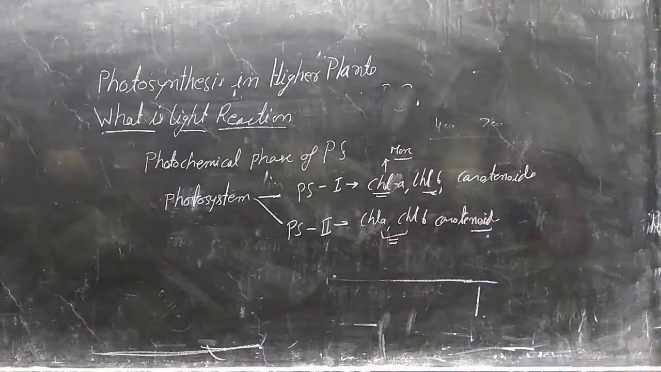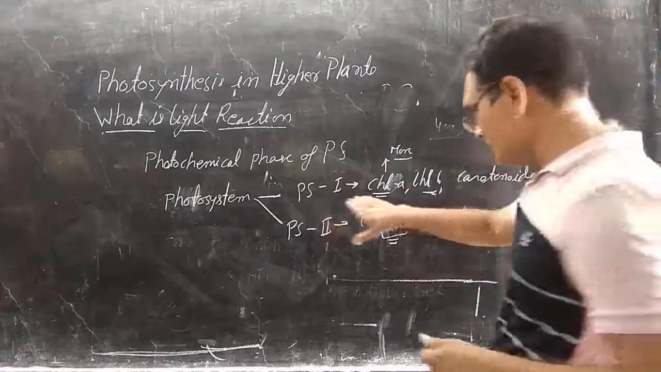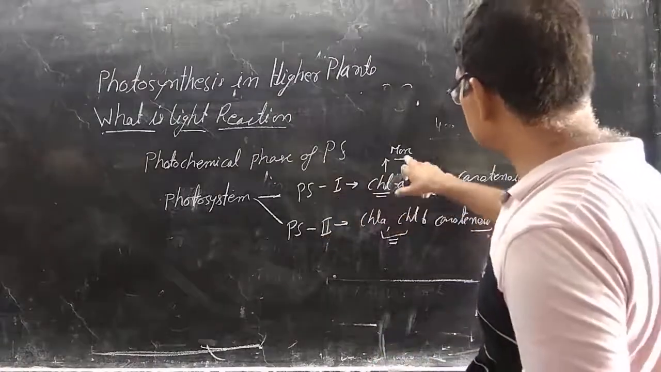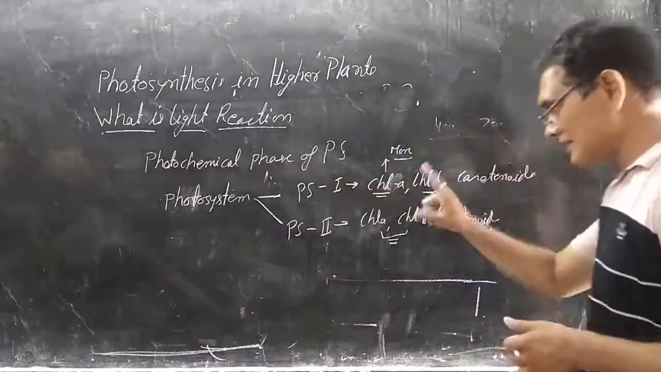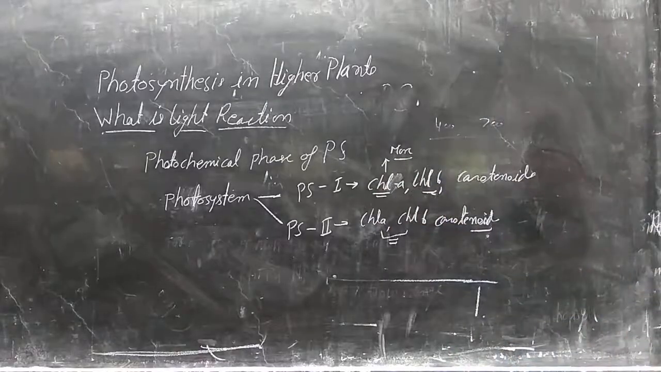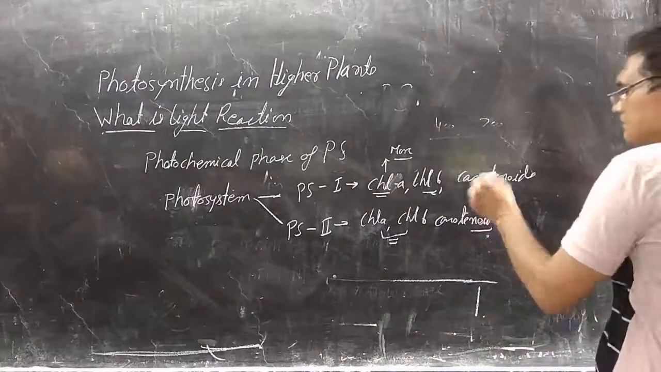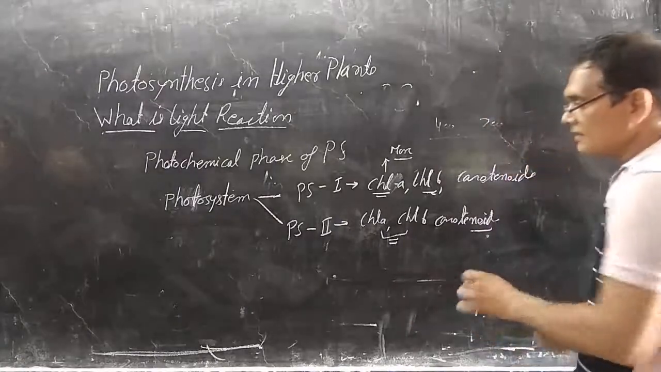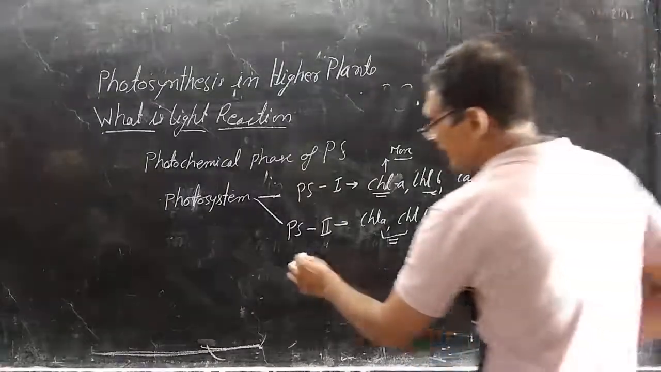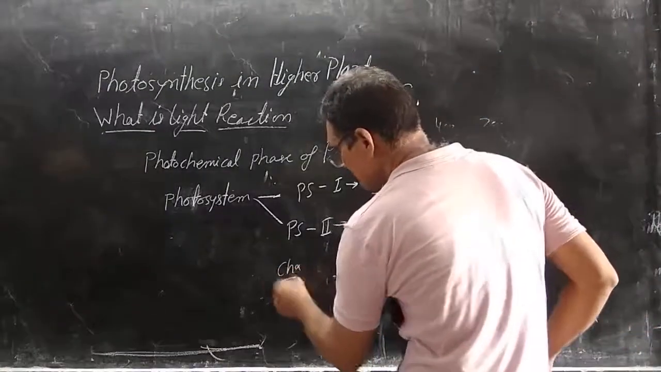In photosystem second, the amount of chlorophyll A pigment and chlorophyll B pigment is equal, but in photosystem first, chlorophyll A molecules are more than chlorophyll B. This is one difference. Another is that in both systems, one molecule of chlorophyll A is specially arranged.